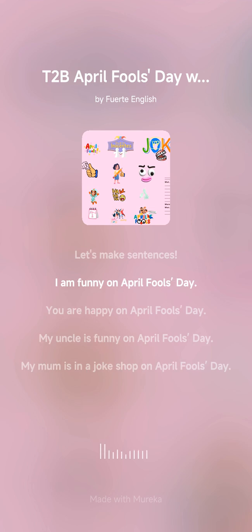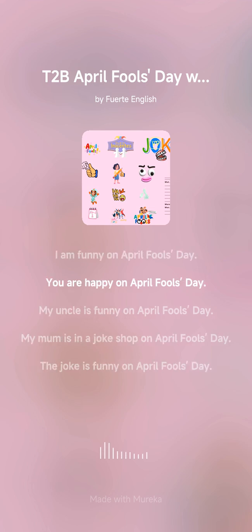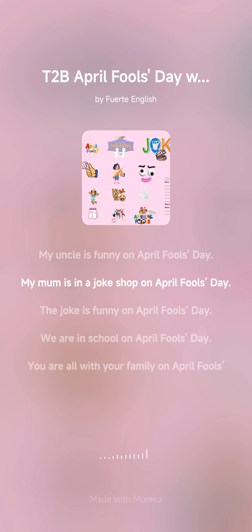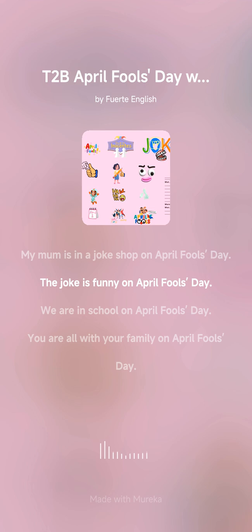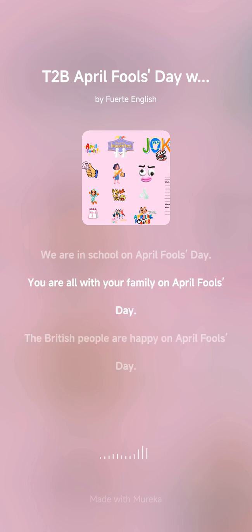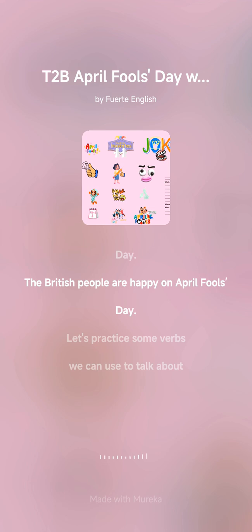I am funny on April Fool's Day. You are happy on April Fool's Day. My uncle is funny on April Fool's Day. My mom is in a joke shop on April Fool's Day. The joke is funny on April Fool's Day. We are in school on April Fool's Day. You are all with your family on April Fool's Day. The British people are happy on April Fool's Day.